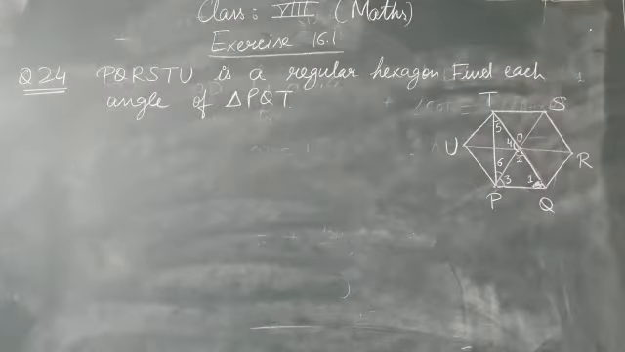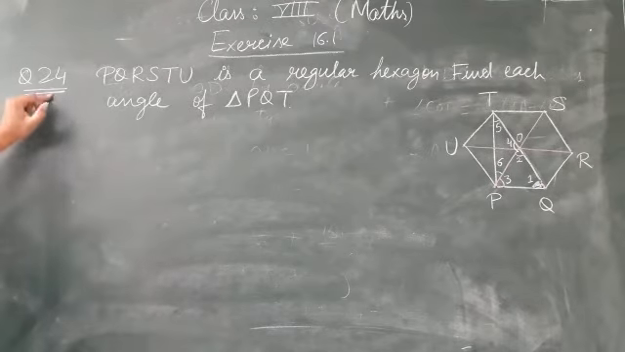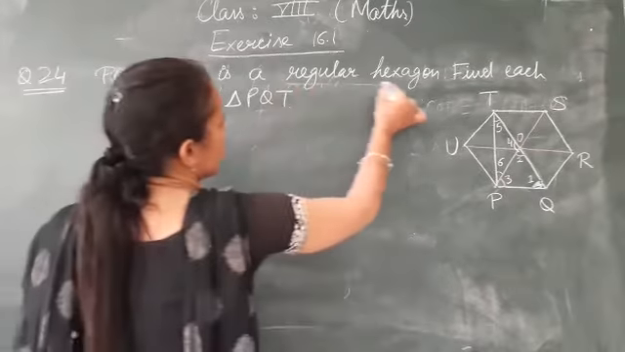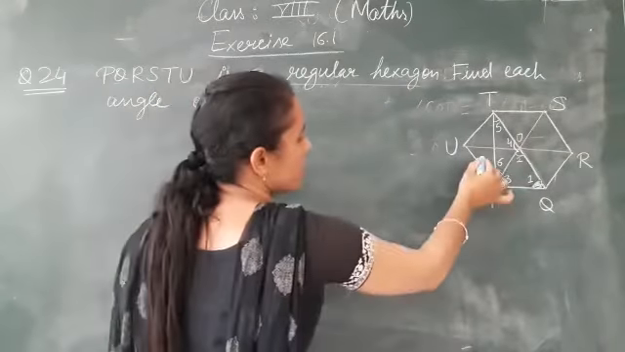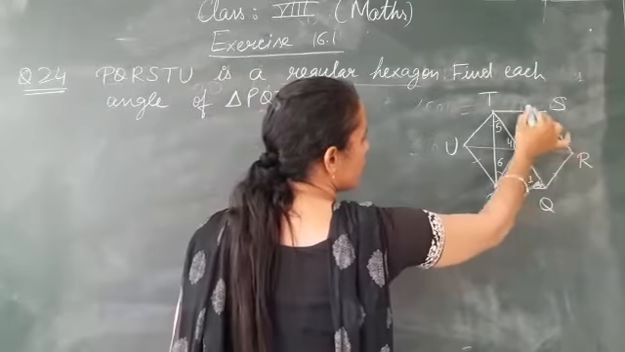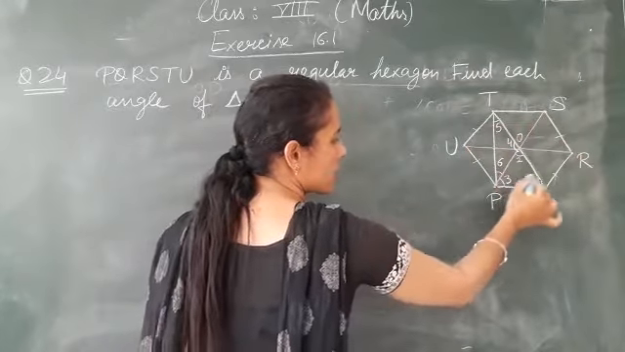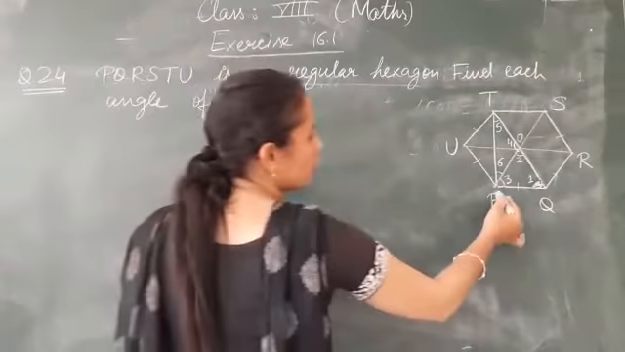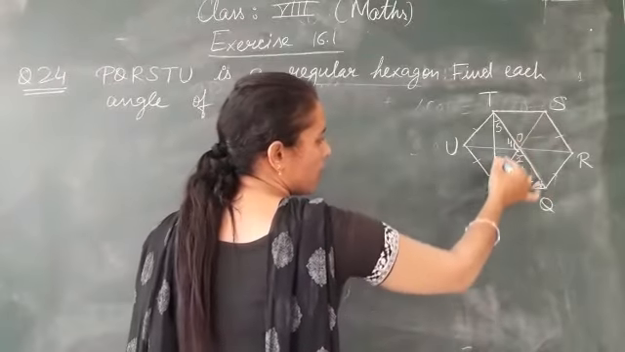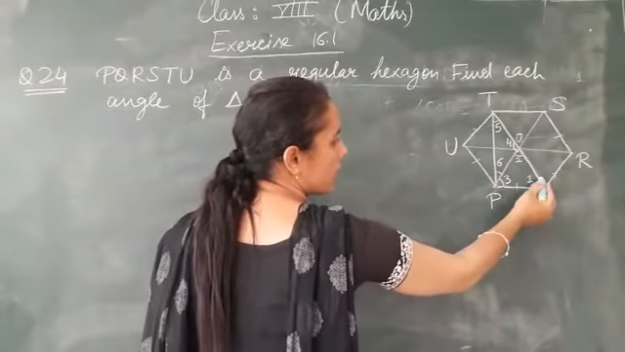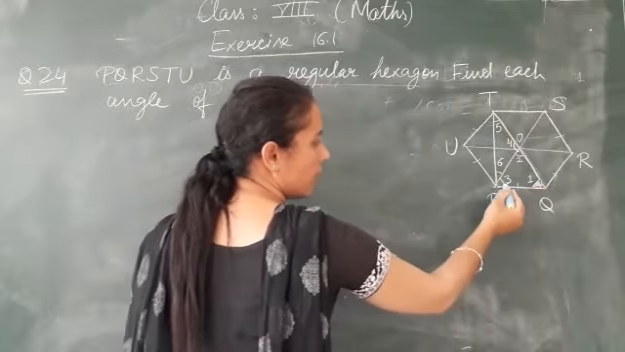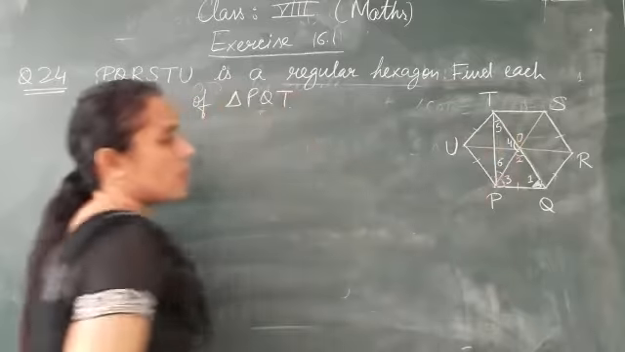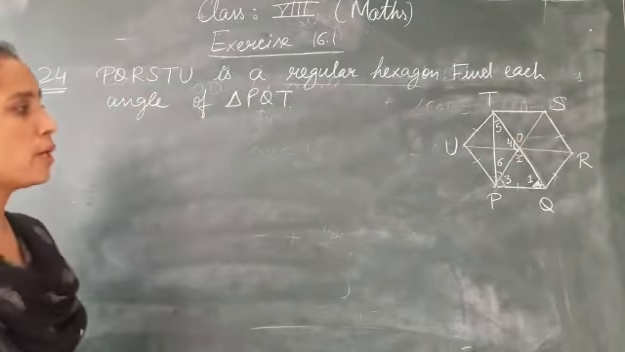Now look at question number 24. Question is PQRSTU is a regular hexagon. Regular hexagon means a figure which is having 6 sides and all the sides are equal and all its interior angles are equal. Find each angle of triangle PQT. We have to find all its angles. What are its angles? Angle 1, angle 3 plus 6 and angle 5. We have named some angles here, angle 1 to 6.